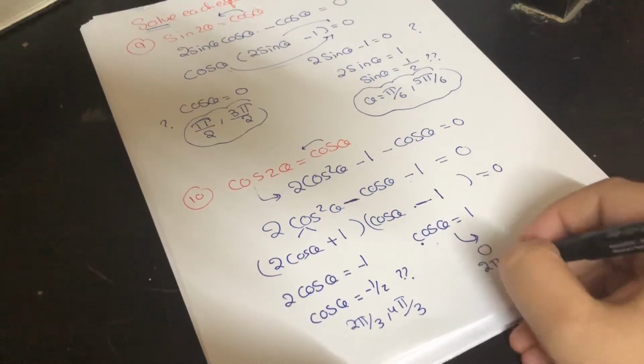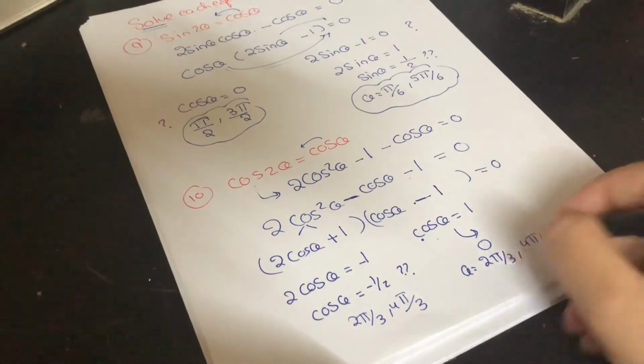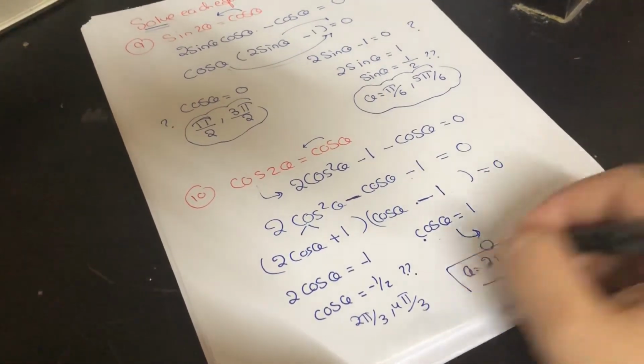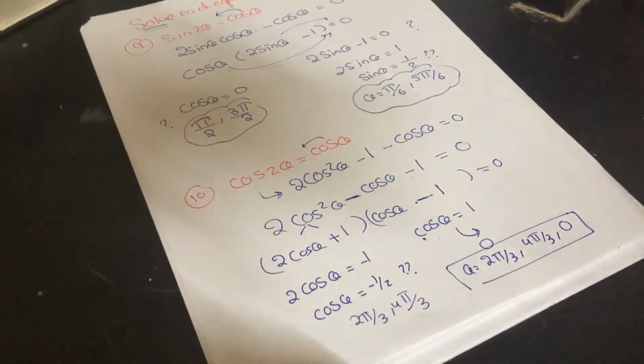2 pi over 3 and 4 theta is equal to 4 pi over 3 and 0. Okay. It's preferable to start solving using radians. I don't mind degrees, but try to deal with radians as well.